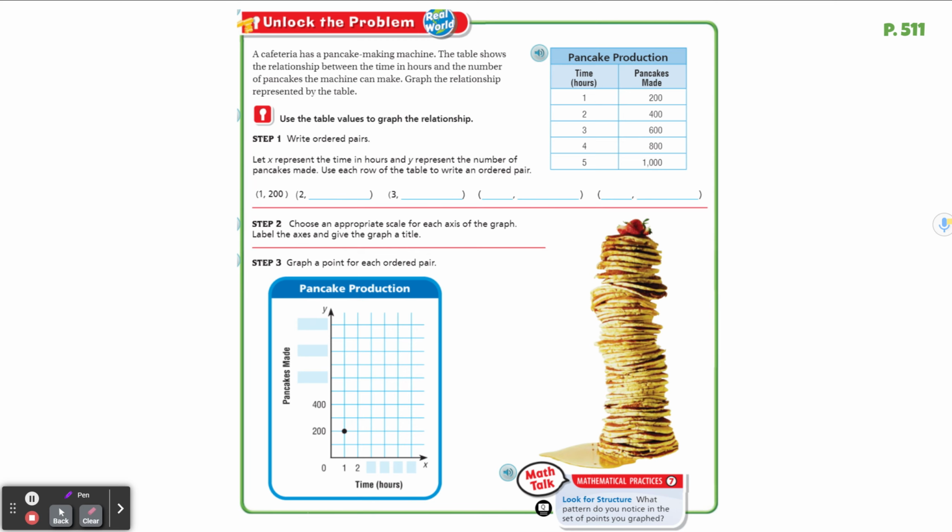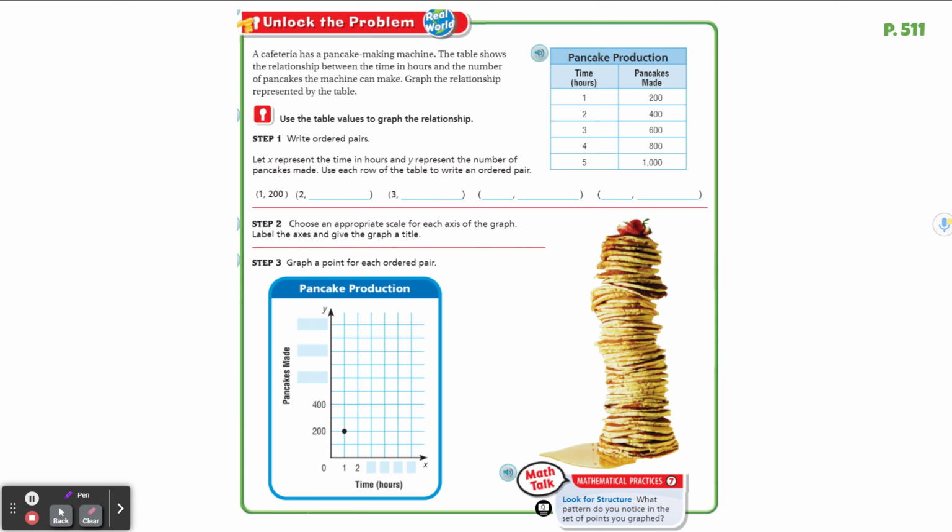Awesome. So a cafeteria has a pancake making machine. We're going to do this Unlock the Problem. The table shows the relationship between the time in hours and the number of pancakes that the machine can make. Graph the relationship represented by the table. So in 1 hour, it can make 200 pancakes. 2 hours is 400 pancakes. 3 hours is 600. 4 is 800. 5 is 1,000. So when we take these tables, we want to make a graph.